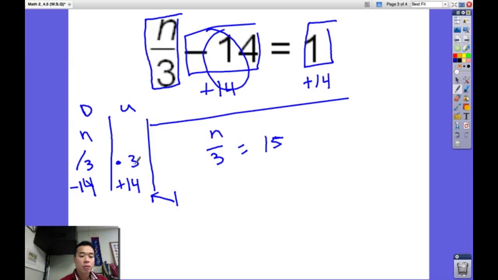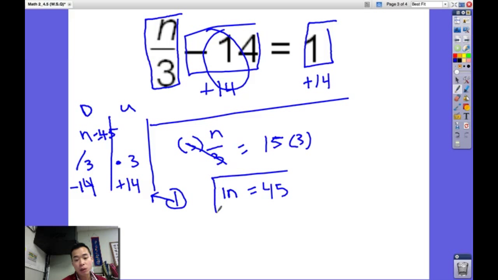Next, I needed to multiply by 3 to both sides. I hope you guys continue to see the pattern that whatever we do to one side, we do to the other side. This goes away, becomes 1n, or just n, is equal to 45. I can quickly check my work. 45 divided by 3 is 15. 15 minus 14 is 1. So I know that 1n, or just n, is equal to 45.